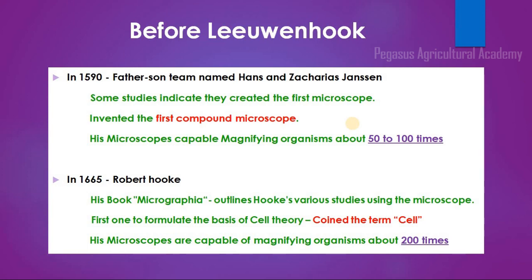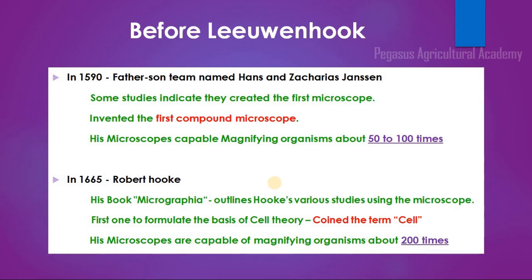The magnifying capacity of the microscope used by this father-son duo is about 50 to 100 times. Afterwards, a few decades later, another important scientist was Robert Hooke. He also invented a microscope that is capable of magnifying organisms or structures to a much bigger size.